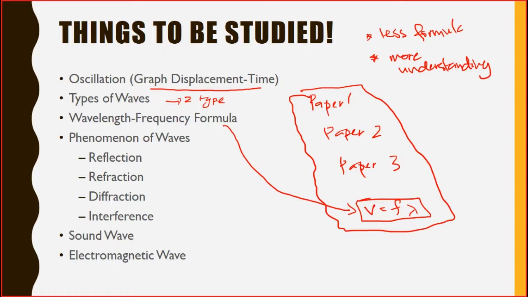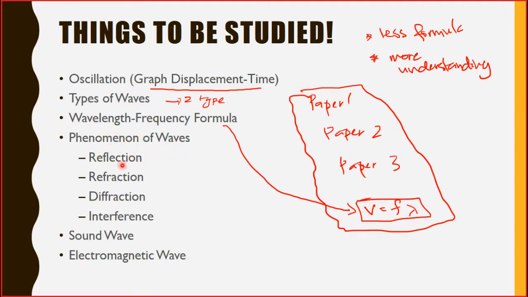When you have the wavelength frequency formula, this one is very much the major thing in this chapter. Okay, so if you can understand the relationship between this, v is equal to f lambda, you can apply this to different kinds of things. You are sure to be able to understand the whole concept of wave.